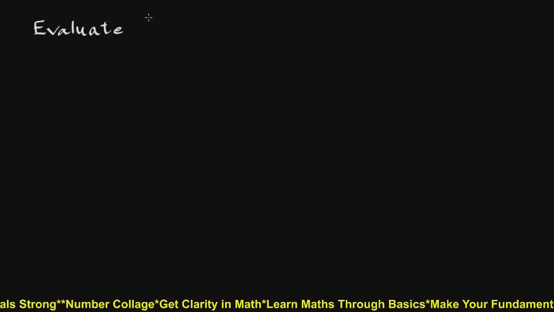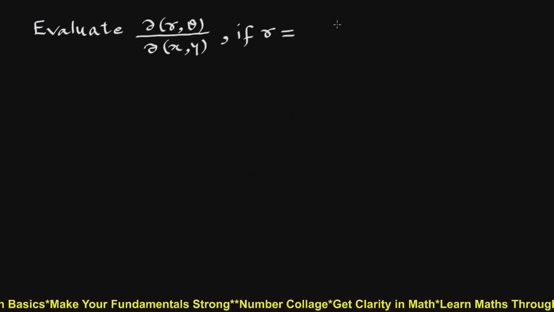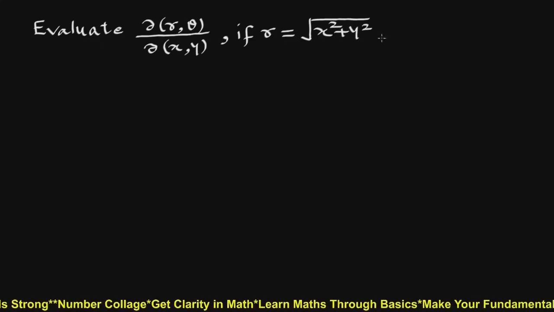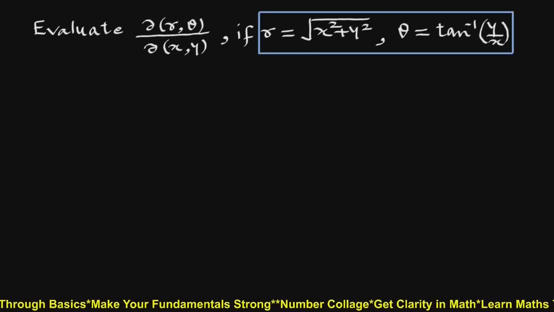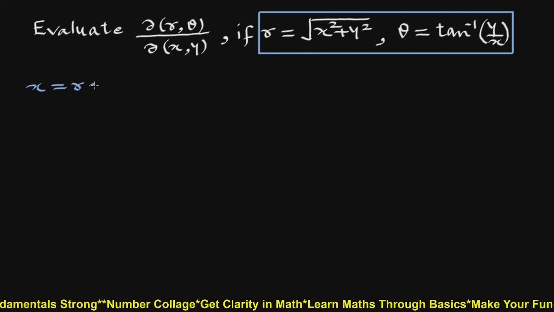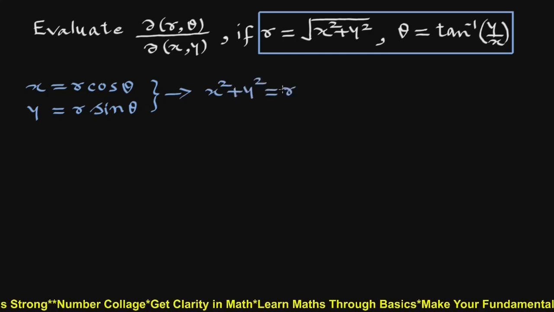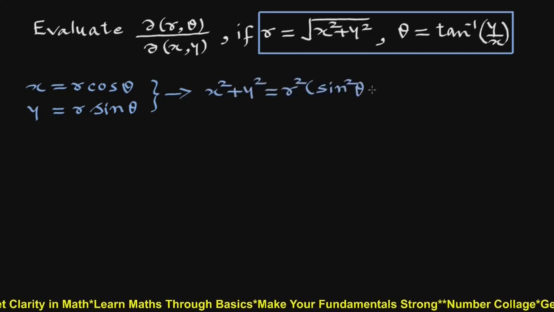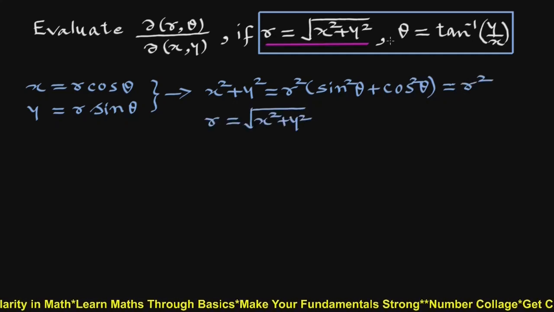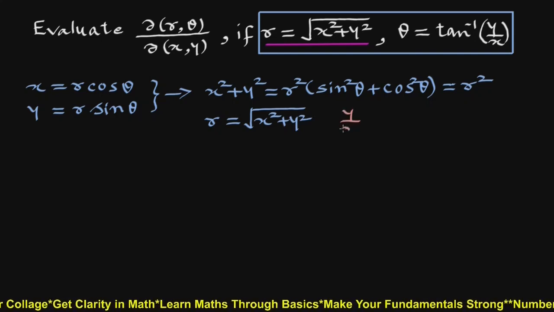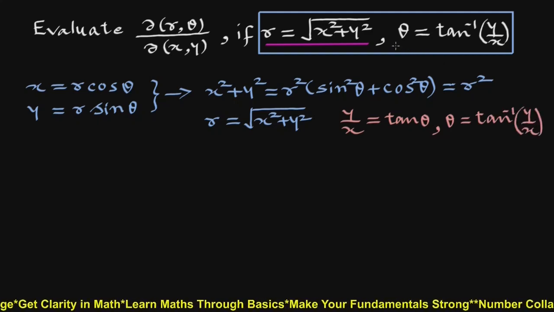Next, evaluate Jacobian dou r theta upon dou xy if r equals square root of x square plus y square and theta equals tan inverse y upon x. This given theta implies x is equal to r cos theta and y equals r sin theta, because x square plus y square will be r square into sin square theta plus cos square theta, which is r square. Therefore we get r equals square root of x square plus y square, and y upon x will be tan theta, so theta will be tan inverse y upon x, which is the same as given.